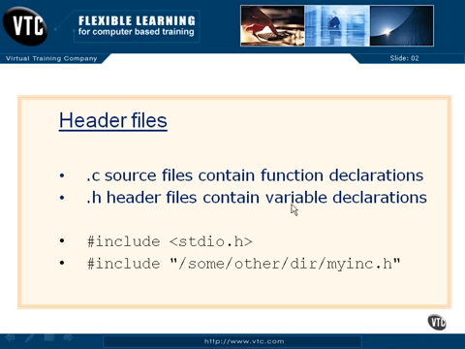So header files are created to contain our variable declarations. You should not have functions in header files because you'll never get them compiled. The header files have to be included into something else before it can be compiled, like into a .c source file. That's where your functions should stay. So that's just a little bit about header files, and we will be seeing more of them as we create some code later on.